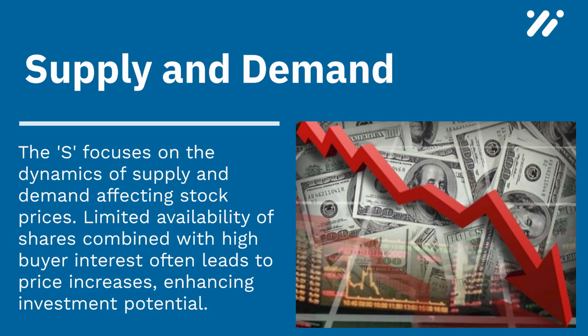The fourth alphabet, S, supply and demand. The S in CANSLIM refers to supply and demand dynamics for the stock. O'Neill advises that investors look for stocks with limited shares outstanding and high demand from buyers. Companies that experience high demand and have a restricted supply of shares tend to see their stock prices rise.